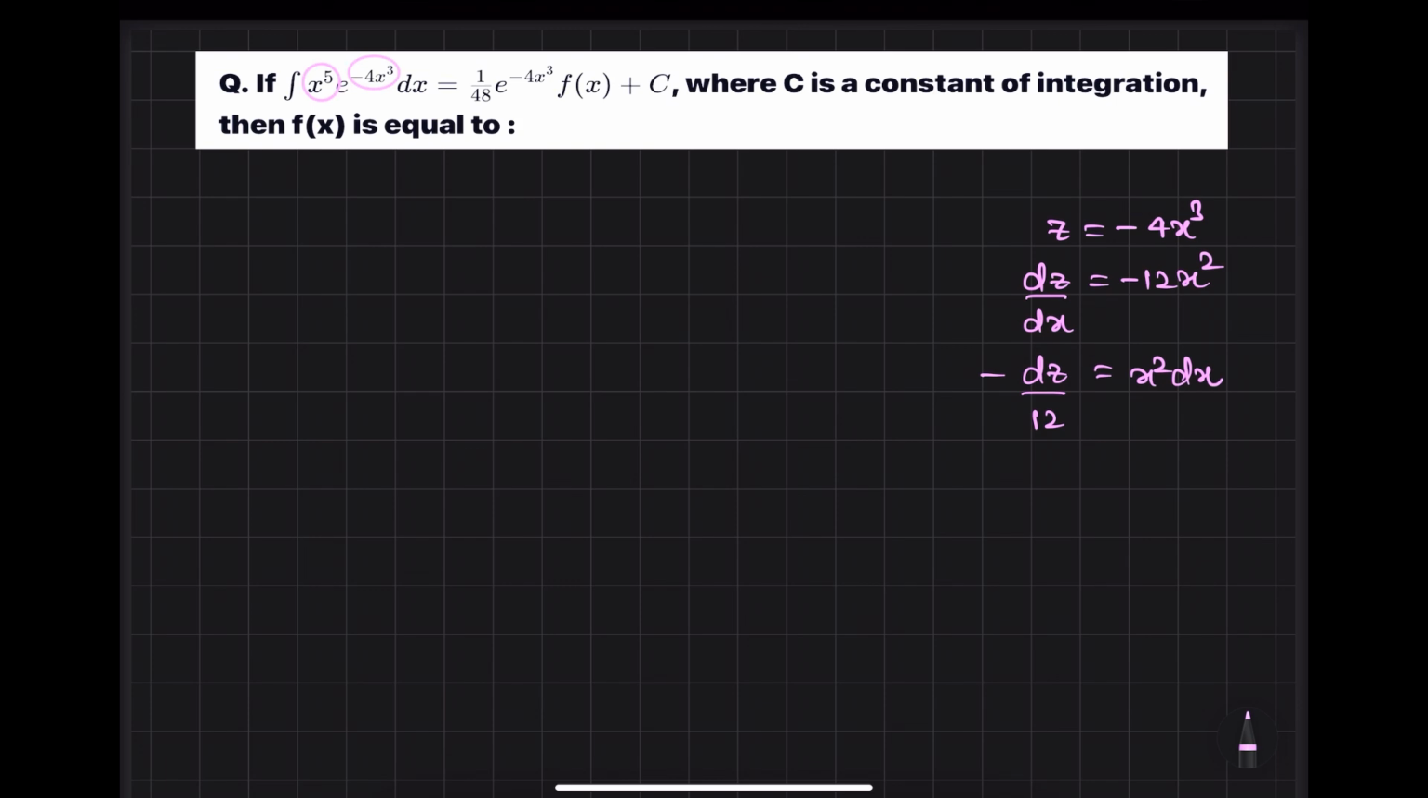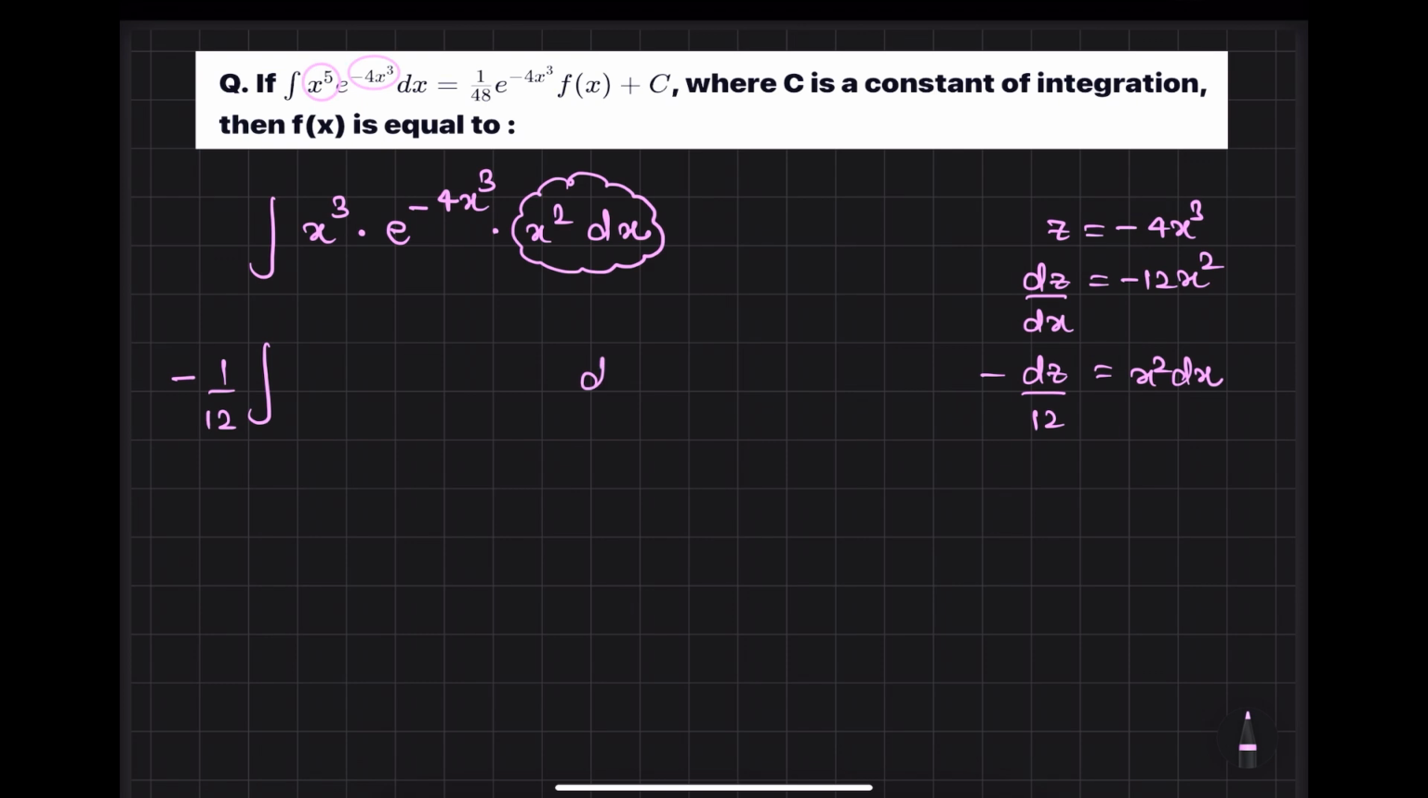Okay, so look at this. Let's break down this question as x cube into e power minus 4x cube, and we have x square dx. Now let's apply the replacements. If you talk about replacement, this thing will become what? This thing will become minus of 1 by 12 and then dz.